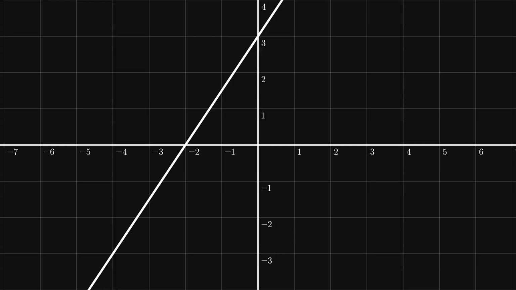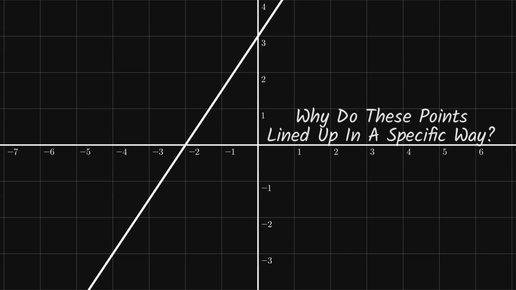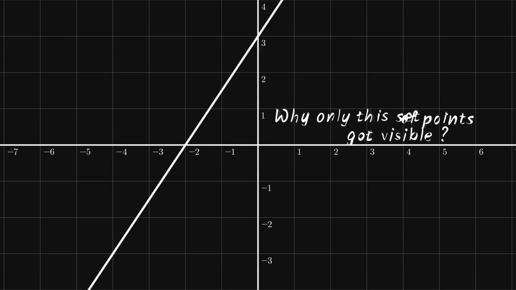As we can see, the straight line is just a set of points all lined up in a specific fashion. The question is, why are these points lined up in a specific way? Or we can alternatively ask, why only this set of points got visible? The key to understanding the straight line is this equation.